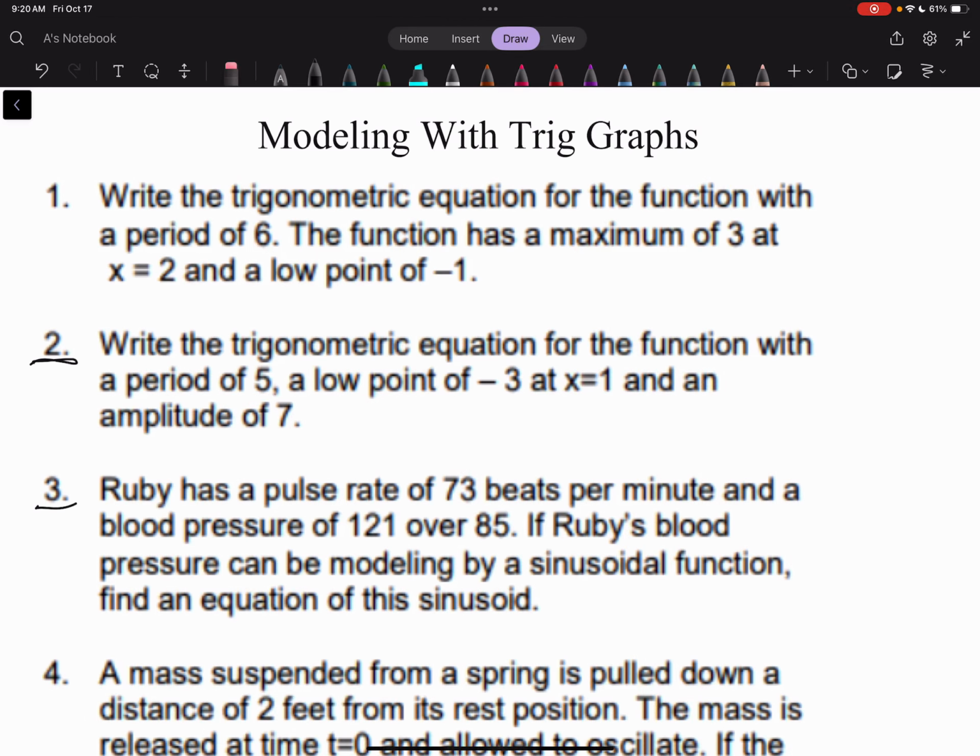Good day. Today we're going to look at modeling with trig graphs. Now real quick, I'm just going to throw this out there. For most problems in modeling with trig graphs, it is easier to use cosine than sine, simply because you are talking about maximums in the problem, and you can transform them using cosine easier since it is already a maximum value.